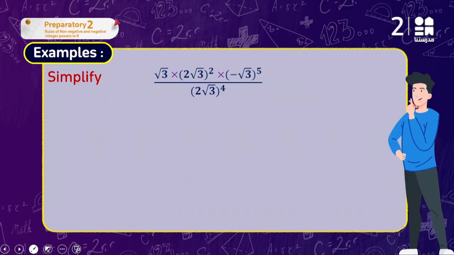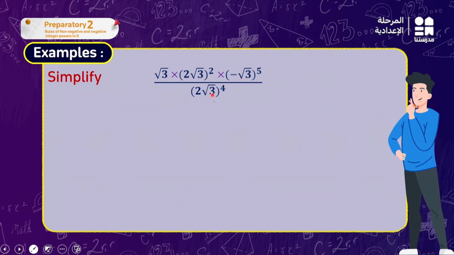Simplify this expression or this example. Square root of 3 multiply 2 square root of 3 all to the power 2 multiply negative square root of 3 all to the power 5 over 2 square root of 3 all to the power 4. طيب لو لاحظنا هنا يا شباب احنا عندنا 2 bases. عندنا square root of 3 اهي واهي متكرره كذا مره، يبقى عندي بيز اسمها square root of 3. طيب another base في نفس الاكزامبل عندي بيز ثانيه اللي هي ال 2. يبقى هنا عندي 2 different bases.